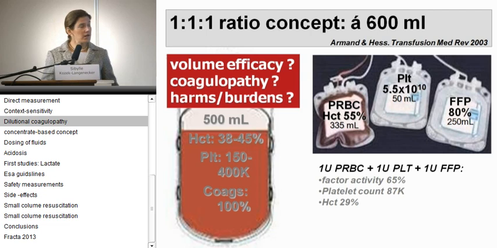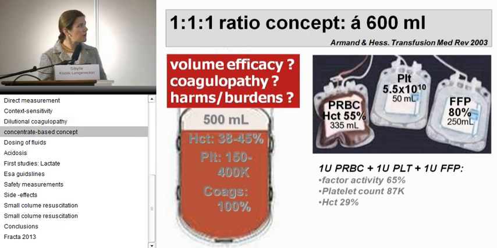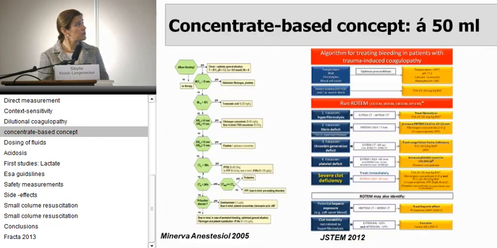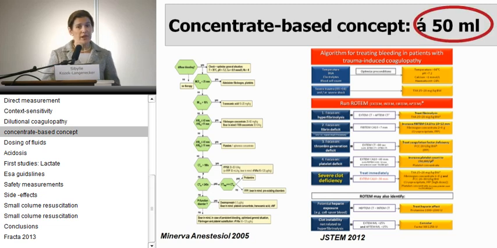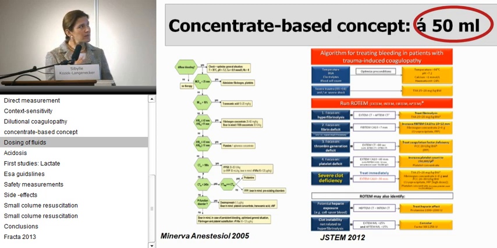Harms and burdens? Well, we all know that red blood cell transfusion, but also FFP transfusion, TRALI, infections, are major harms and burdens that need to be considered in this approach. In the German-speaking countries, also back home in Austria, instead of a one-to-one approach we rather use a concentrate-based concept where we infuse our procoagulants in very small volumes of about 50 ml. So in our setting, where we target our procoagulant intervention in order to stop bleeding, we need other things in order to bring the patient back from hypovolemia to euvolemia.